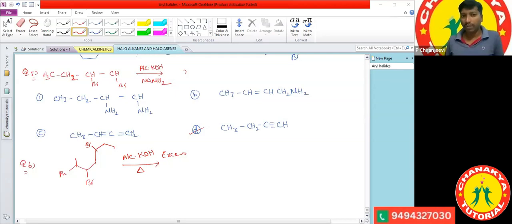You got the answer because alcoholic KOH also acts as a dehydrohalogenating agent and NaNH2 also acts as a dehydrohalogenating agent. Now if you see, how many halogens are there in total? 2 halogens are there. So by removal of the first halogen, to make it clear, I'll write the structure: CH3 bond CH2 bond C bond Br bond C here.